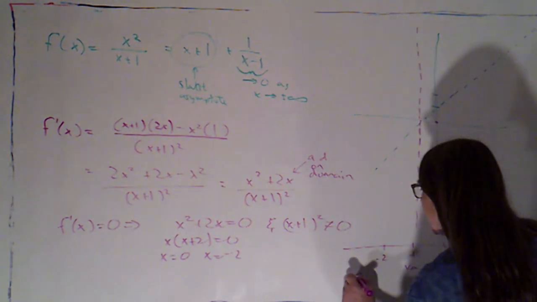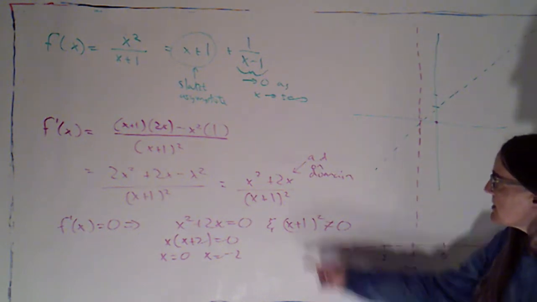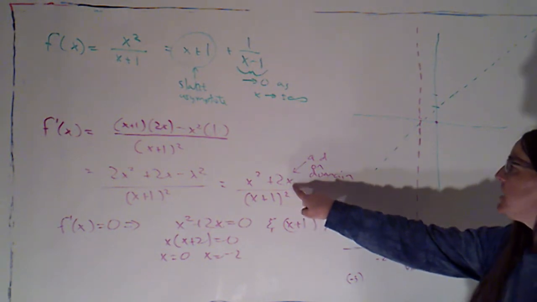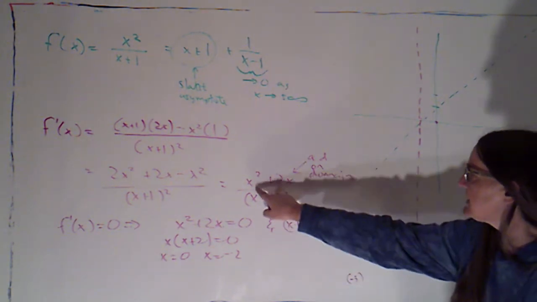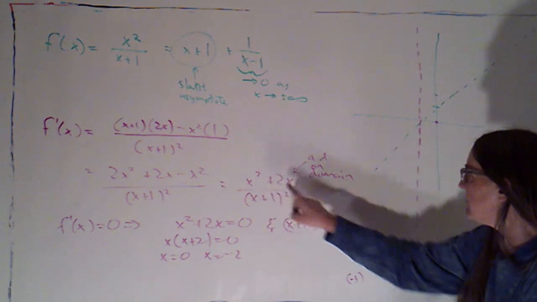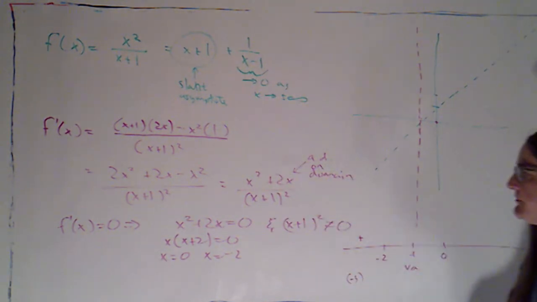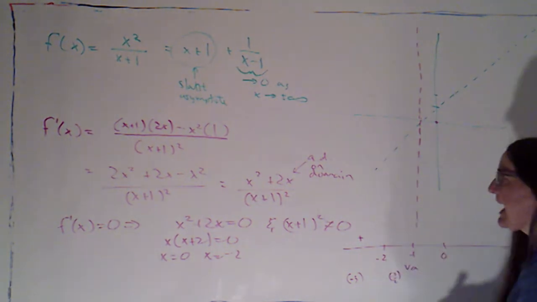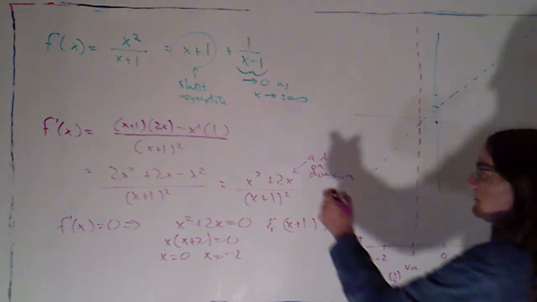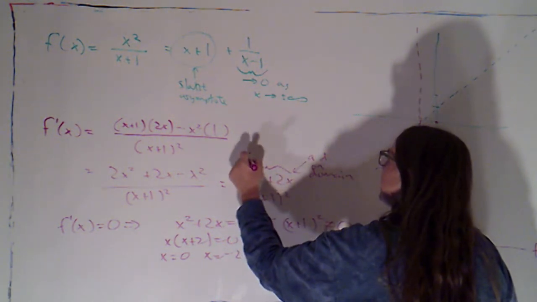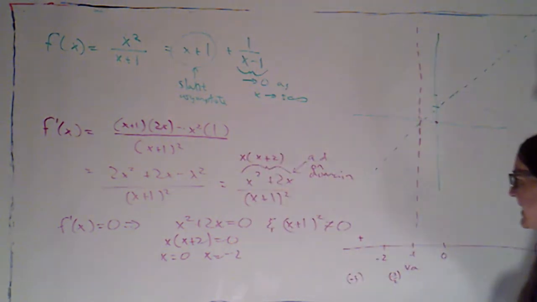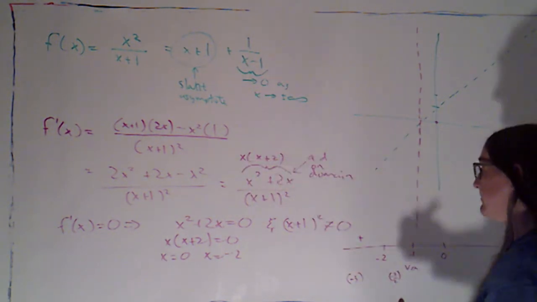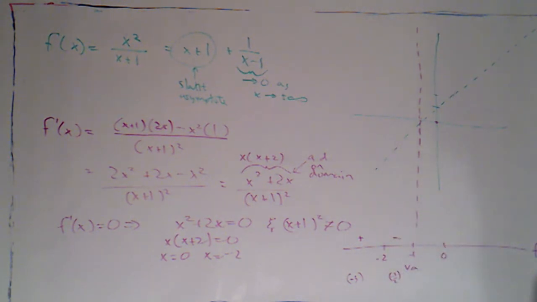If I try negative 3, notice that with our derivative, the denominator is always positive because we're squaring it. So I just need to see what the top is. That's going to be 9 minus 6, which is positive. Between negative 2 and negative 1, I'm going to try negative 3/2. Here it might help to remember that that was x times x plus 2. So negative 3/2 is negative, negative 3/2 plus 2 would be positive, so that's going to make that negative.